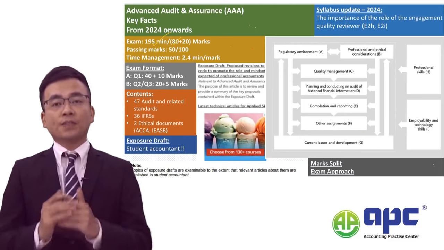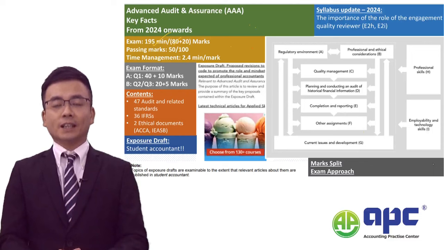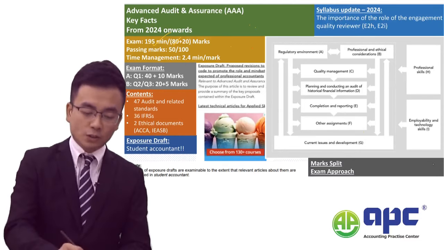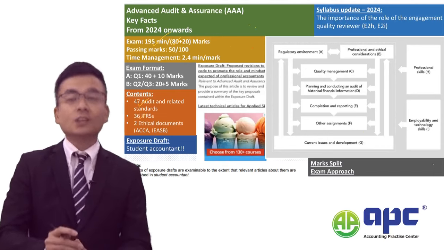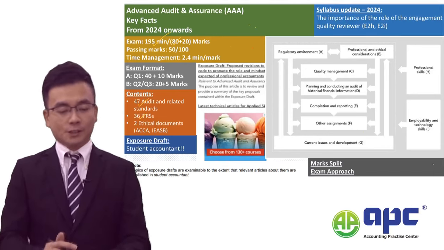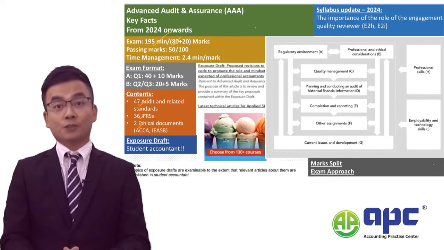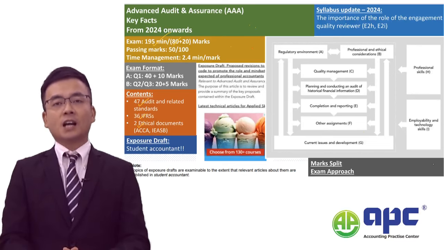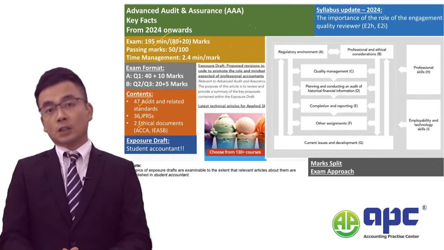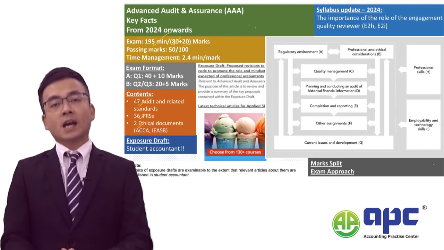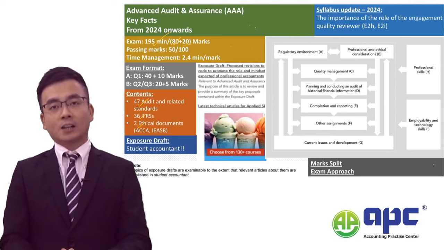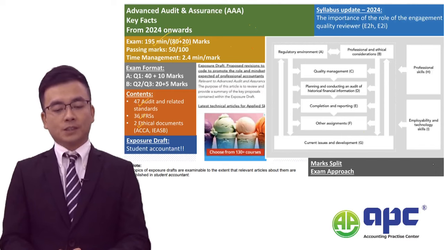technical marks. So these marks are quite objective indeed. So this means that you'll need to get 47 audit and related standards right, 36 international financial reporting standards right, and 2 ethical documents right from the ACCA and also the IESBA code. So you can get these technical marks. There are the remaining 20 professional marks, so I'll interpret these as the subjective marks in the actual exam. So later on, I will show you how these marks are calculated.